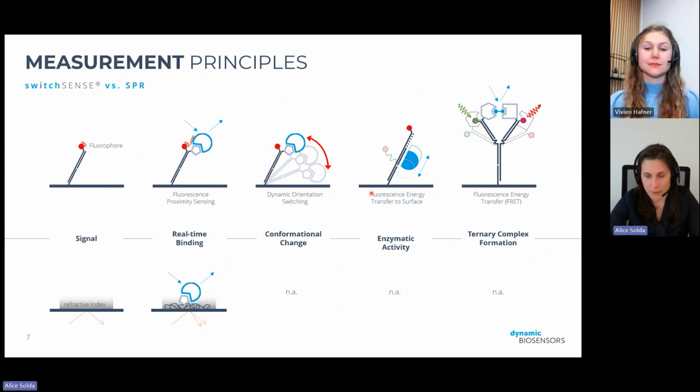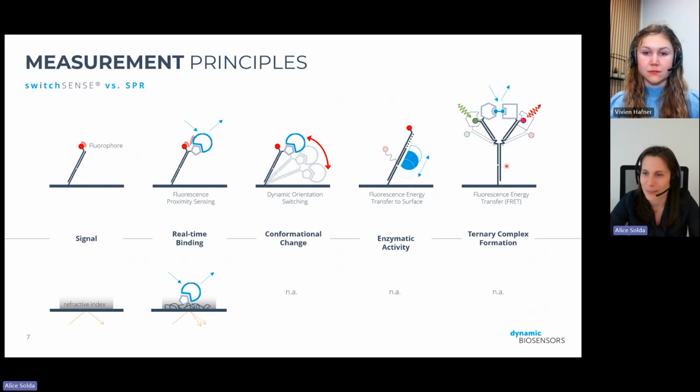Another important parameter that we can measure is the enzymatic activity. Thanks to the nature of our chips, which already have DNA, we can follow not only the binding of enzymes, but also elongation and unwinding of the double-stranded DNA due to the enzymatic activity.